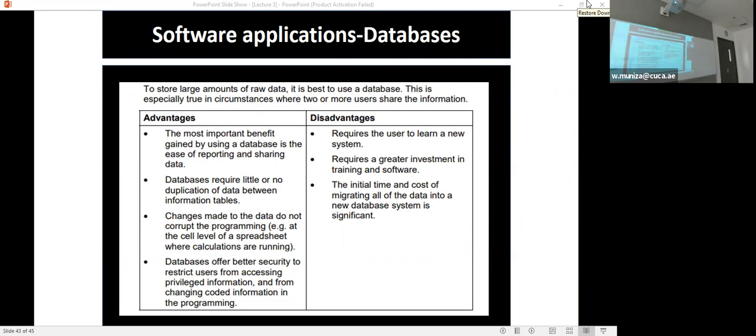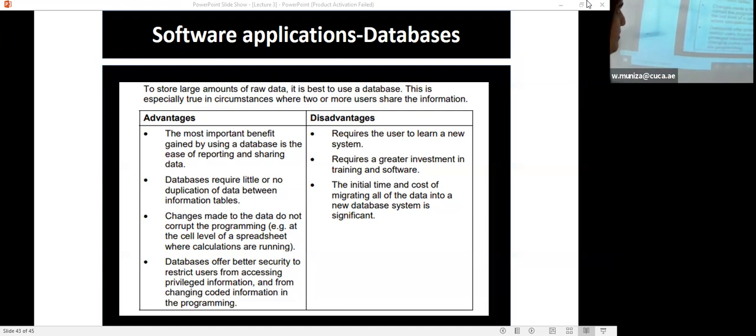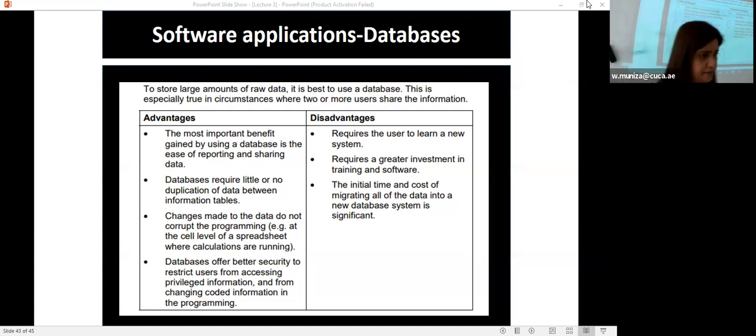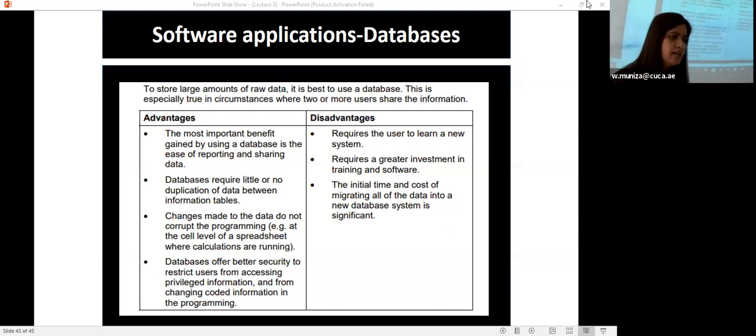Okay, so databases, as I told you, in order to save large amounts of data, we can use these databases. To store large amounts of raw data, it is best to use a database. This is especially true in circumstances where two or more users share the information. As I have given you an example of Google Drive, that is basically a database. Organizations can have their own databases as well, which are not taken from Google Drive, but they make their own databases, and they will have all of the information stored in those databases. So what are the advantages?